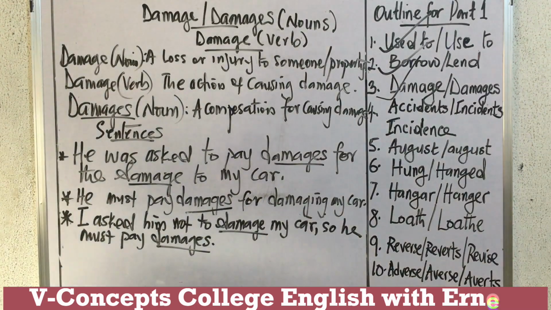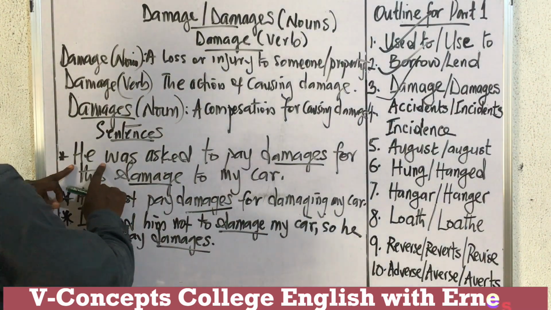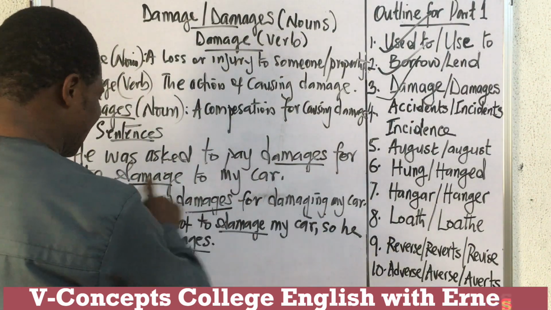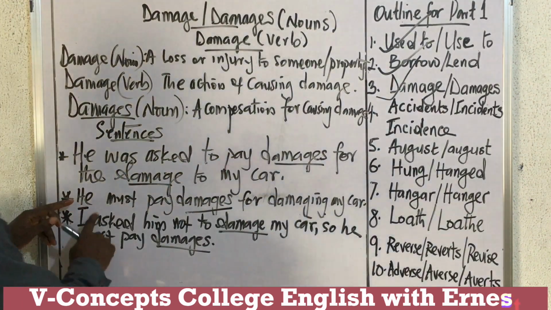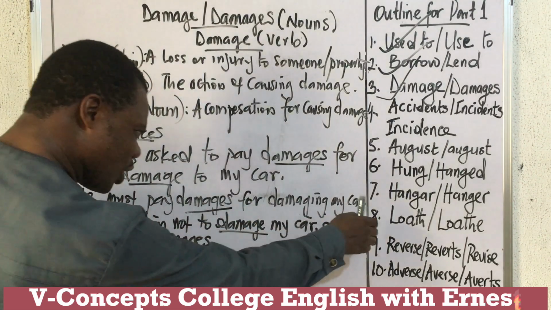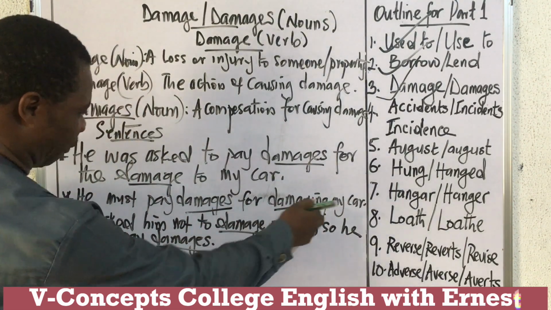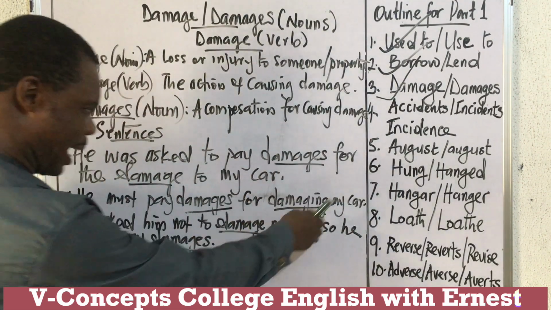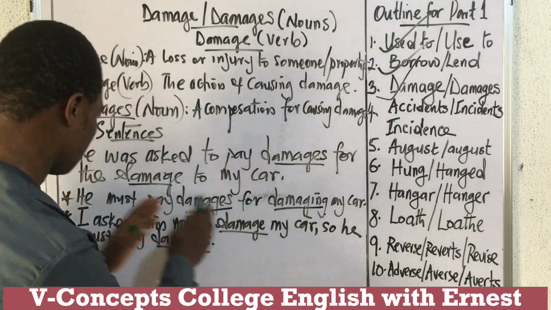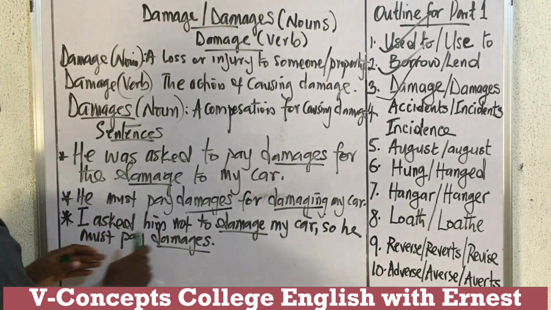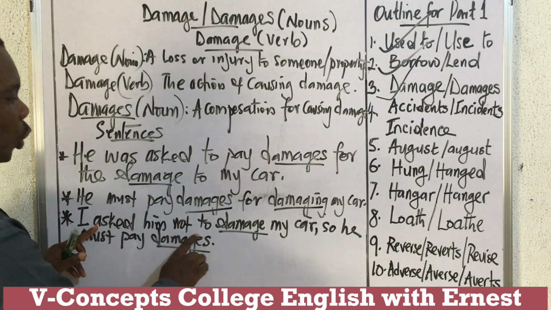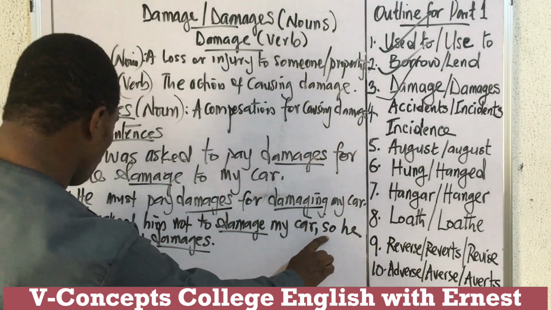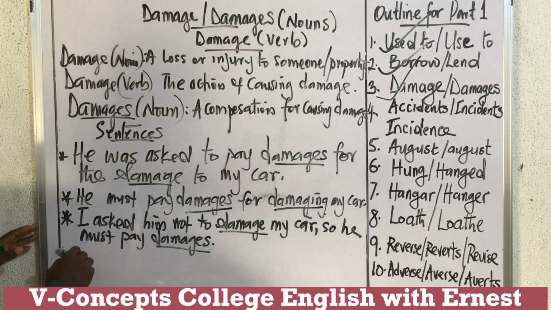So let's read some of the expressions that we have now. He was asked to pay damages for the damage to my car. Damages is the money to pay. But he must pay damages for damaging my car. Then I try to maneuver that damaging to give you the right form of the noun. So I say something like, I asked him not to damage my car, so he must pay damages. Let's have an example.